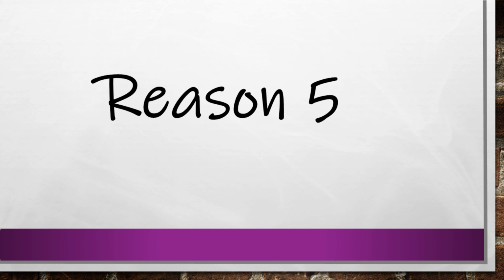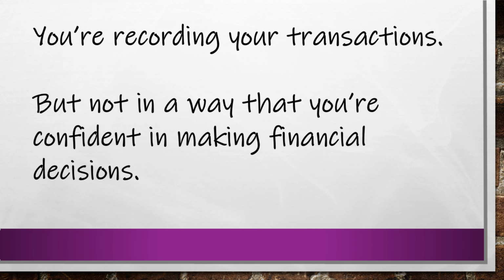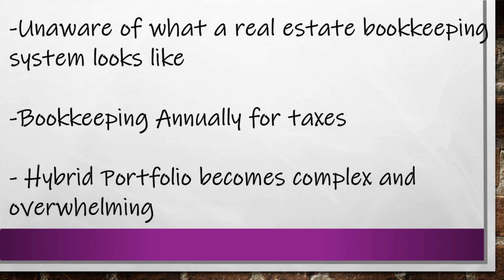Reason number 5, you have bookkeeping but no system. Having bookkeeping but no system means that you're recording transactions but not in a way that you're confident of making financial decisions. That's like investing in a property and then not having a process for what to do next. The reason you may have bookkeeping and no system is because you're unaware of what a bookkeeping system looks like. If you have a hybrid portfolio, this can become complex and overwhelming.